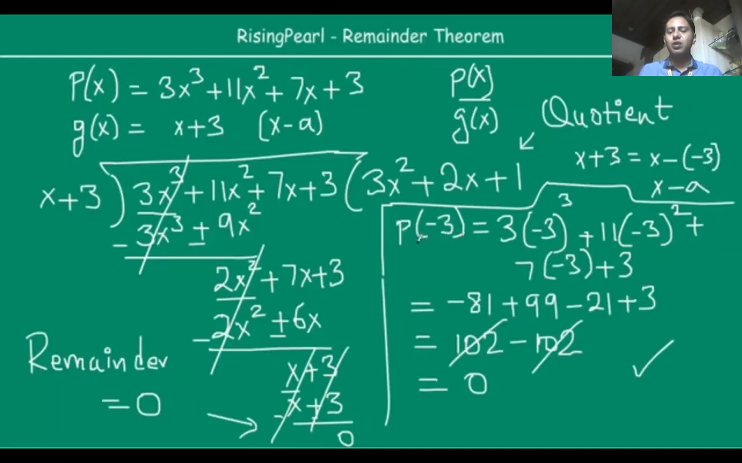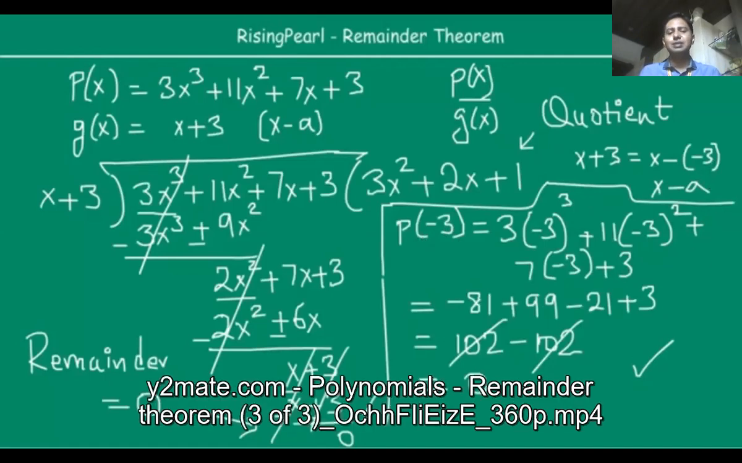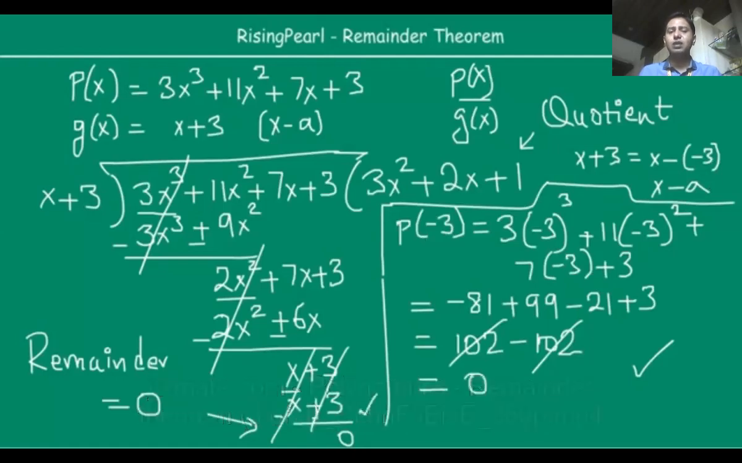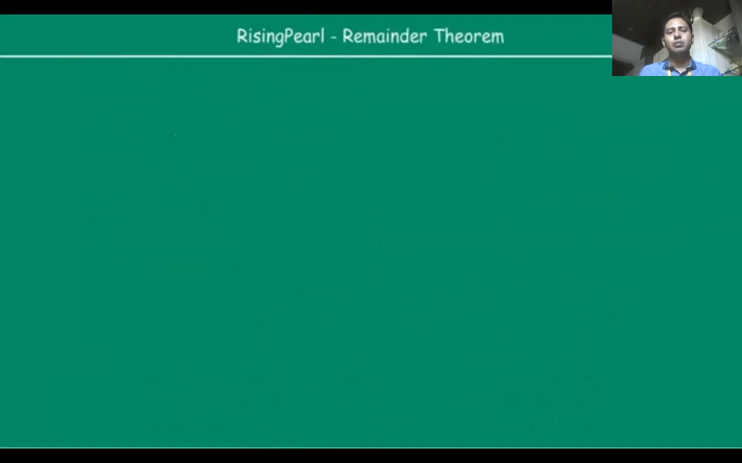So we can equate the divisor with 0, that is x plus 3 is equal to 0. Then x is equal to minus 3. We'll substitute the value of x is equal to minus 3, and we'll get the answer directly using the remainder theorem. Though in both cases the remainder is the same, so we can apply either of these methods to find the remainder.